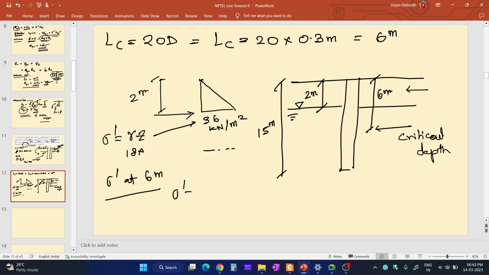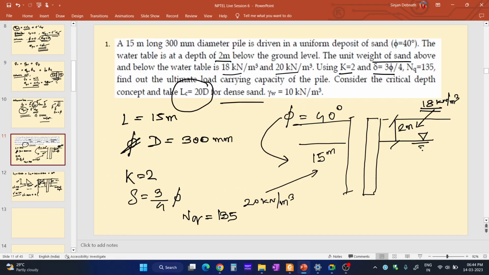So sigma dash is equal to 18 into 2 plus this portion. What is the length of this portion? The total is 6. This portion is 2. So that means this portion will be 4. And what will be the unit weight of this part? Since this is totally submerged, we must use the submerged unit weight of this part. So what is the submerged unit weight? It is saturated unit weight minus the unit weight of water.